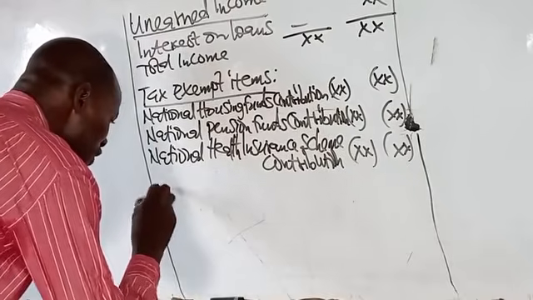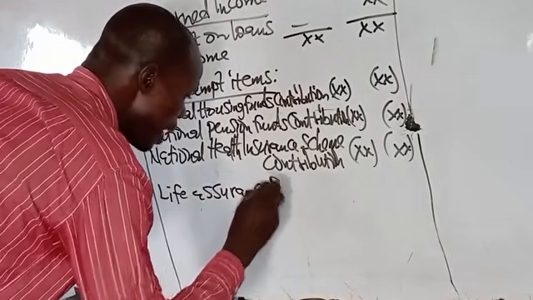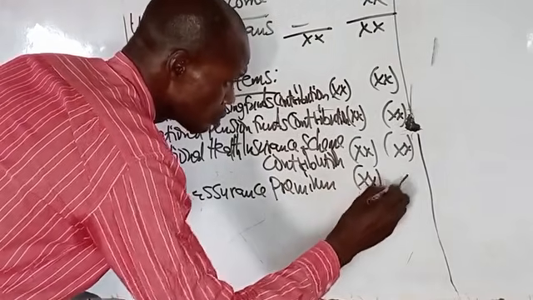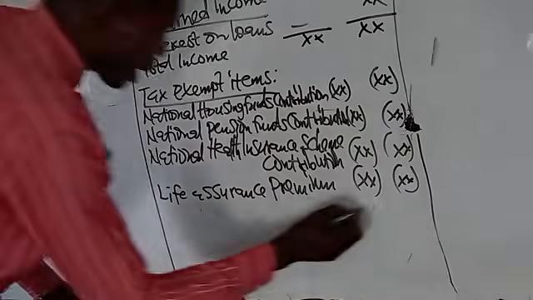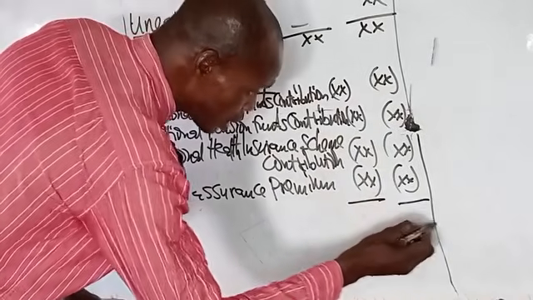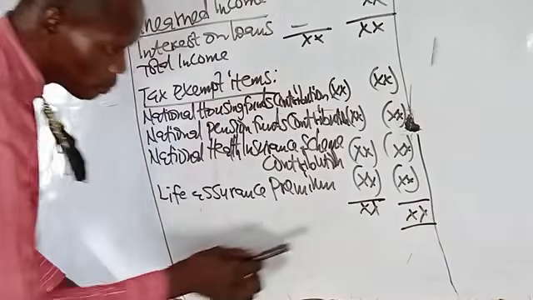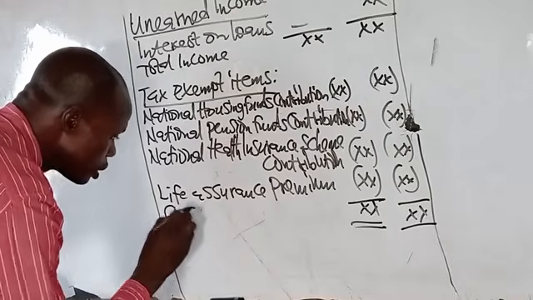Life assurance premium. So, life assurance premium. Then after deducting that, you arrive at the gross income.